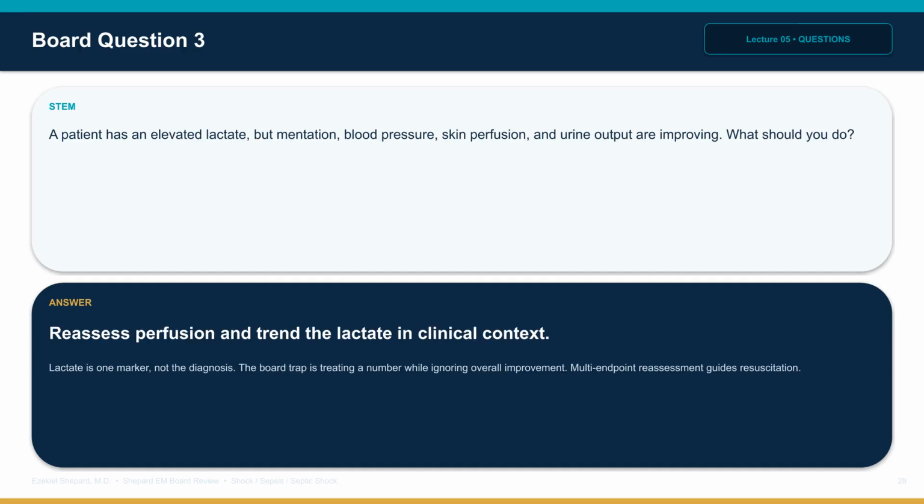Question 3. A patient has elevated lactate, but mentation, blood pressure, skin perfusion, and urine output are improving. What should you do? Reassess perfusion and trend the lactate in context. Lactate matters, but the board trap is treating a number while ignoring the patient.